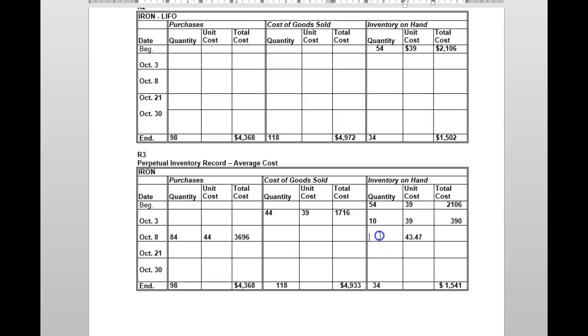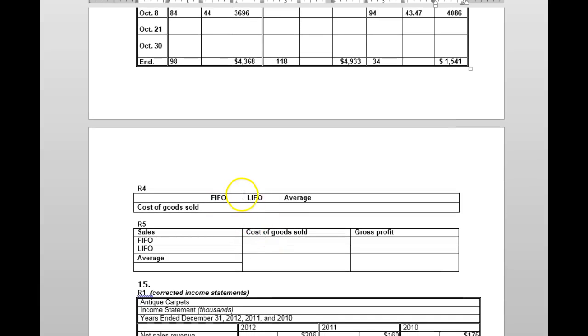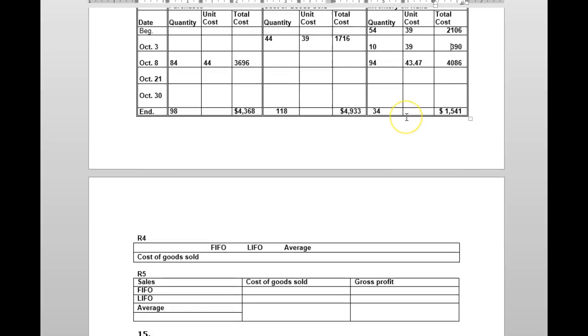So you're going to have 94 times this 43 to give you a total inventory cost of 4,086. And you continue that down. But whenever you purchase, you have to add here to here and then divide by the quantity on hand to get the unit cost. And you will complete that out. You're going to sell some, and then you're going to purchase some more. And when you get all done with this, then they're going to start asking you questions about FIFO, LIFO, and average. You're going to find your numbers right here across the bottom of each of these units.